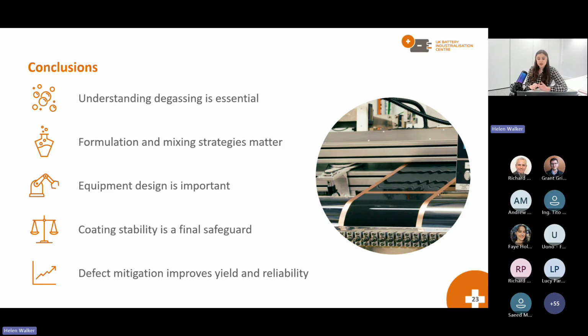Equipment design is important. Streamlining the equipment so you've got as few points of failure as possible is critical. And then understanding, finally, that the coating process towards the end is the last step in ensuring that you don't get defects in your material. All of these things together that we've done over the past probably 2 years have really meant that the yields that we get at UKBIC are significantly improved.